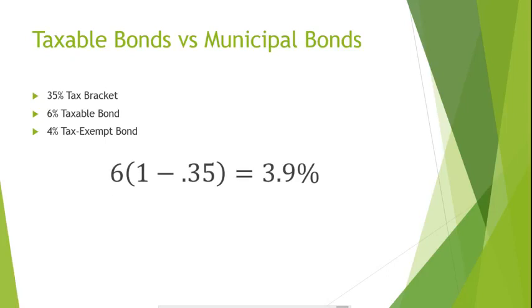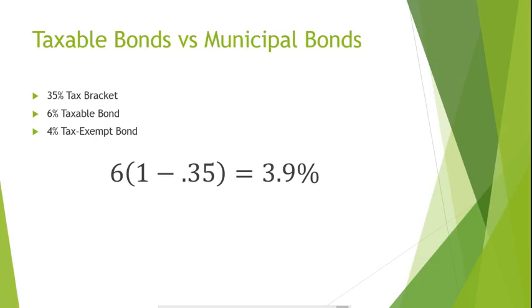If we plug in our figures, we find that the after-tax return is 6 times (1 minus 0.35), which equals 3.9%, which is less than the 4% return provided by the tax-exempt investment. This means that we should invest our money in the tax-exempt security even though the explicit return is lower than the explicit return of the taxable investment.